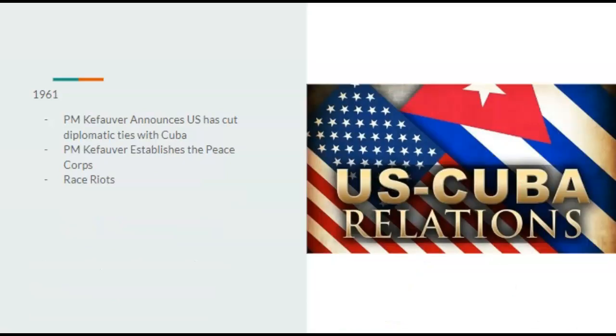Heading towards 1961, Prime Minister Kefauver announces that the U.S. has cut diplomatic ties with Cuba, so we would still not have a good relationship with Cuba. However, Kefauver would handle a certain situation with Cuba a lot better, yet similarly to Kennedy. We'll get to that in a second. But also, Prime Minister Kefauver would do what Kennedy does and establish the Peace Corps, and we would also have race riots, as explained earlier. It's just this big mishmash of civil rights protesters versus state troopers versus Federalist troops. Or not Federalist, but Federal.